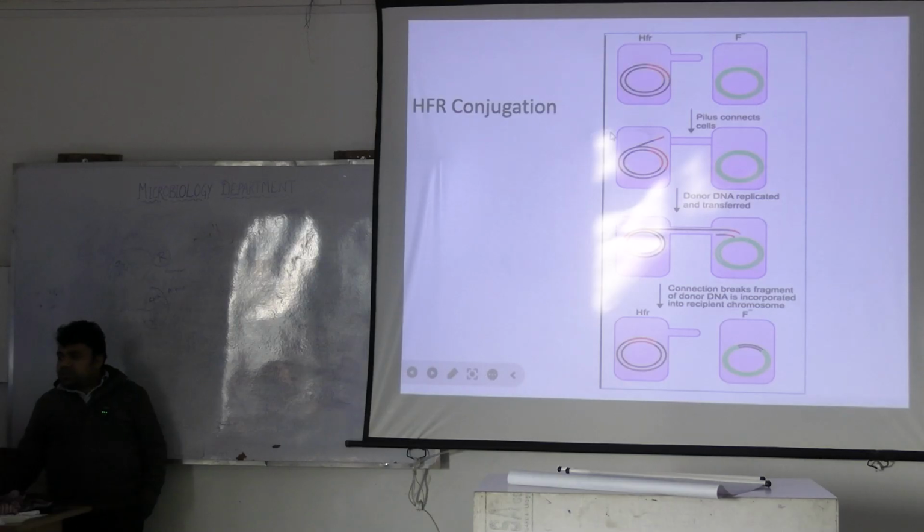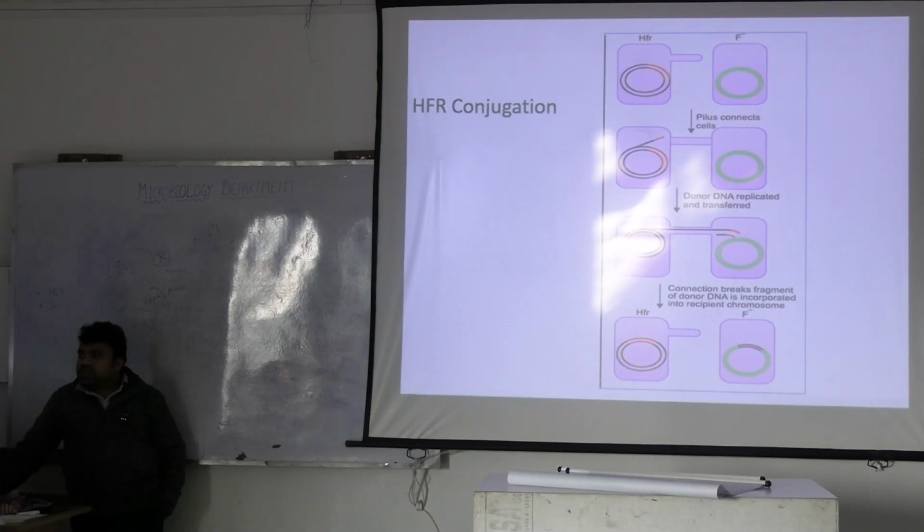Now there is another thing called Hfr, that is high frequency recombination. What happens over here? This is not the plasmid DNA. This is actually the chromosomal DNA. Okay. Now when chromosomal DNA transfer occurs from one bacterium to another, we call it Hfr conjugation.